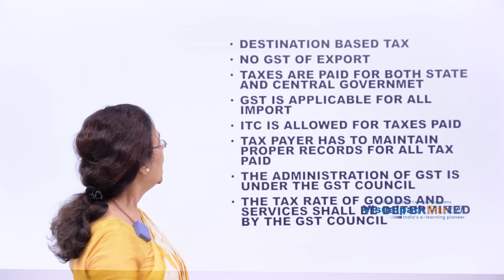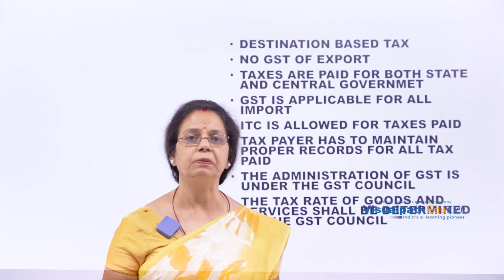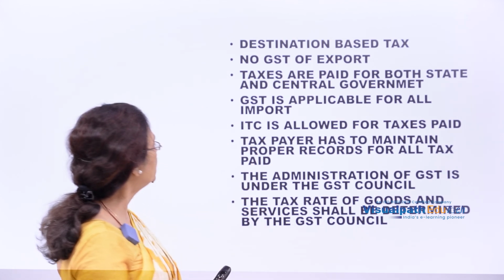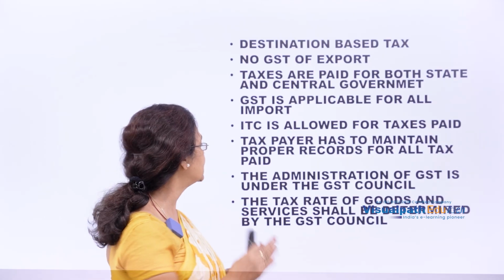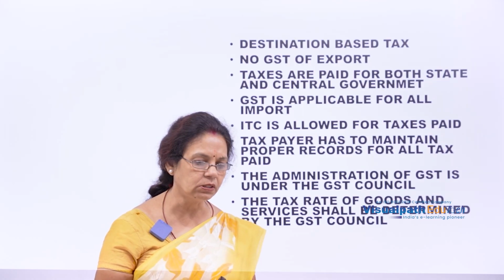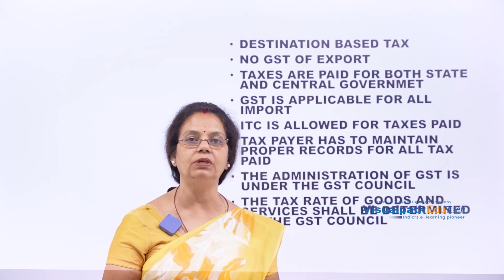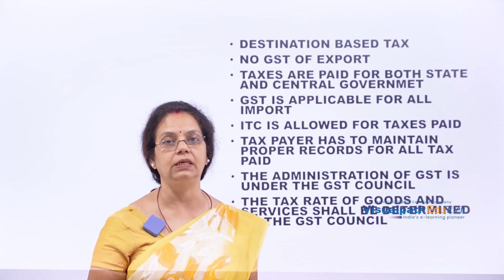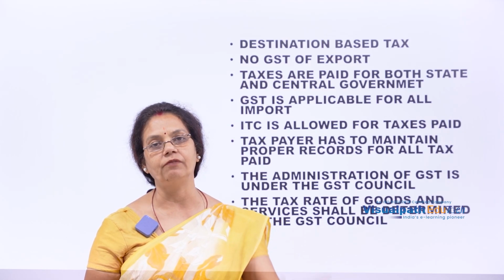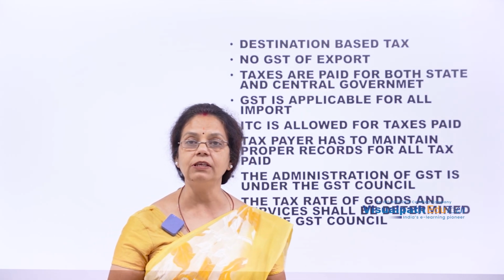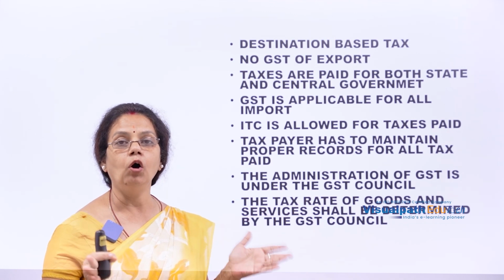Now, next point, ITC is allowed for taxes paid. We have already discussed that. Next point, let us say, the taxpayer has to maintain proper records of all the tax he has paid, because on the basis of the tax payment only, the calculations, the financial statements, the ultimate calculations of the incomes are made, and on the basis of that only the total revenue earned and the total revenue expended will be calculated. So each and every taxpayer has to maintain their proper record of the tax, how much he paid.